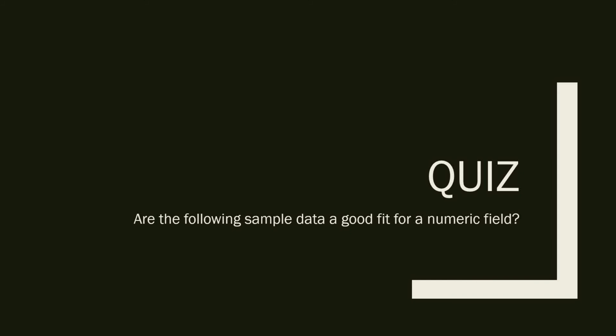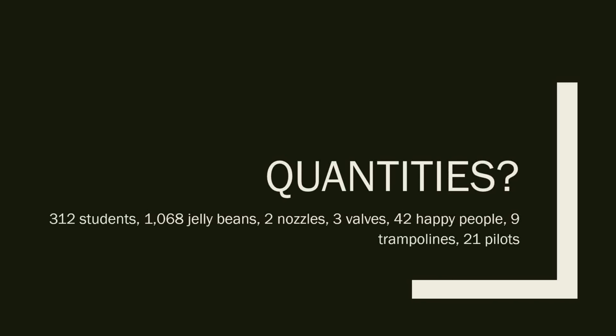This isn't really a quiz, but we're going to look at some sample values and determine if they are a good fit for a numeric field or not. So what about quantities? You can see some quantities that I have listed here. Is this a good fit for a numeric field? Well, the answer is yes. Even though 1068 jelly beans contains a comma, the comma won't be stored in the field, but it's still a good fit for a number because it means something to subtract or add jelly beans. If you subtract, it means I'm eating them, and if you add, it means we bought more Jelly Bellies.